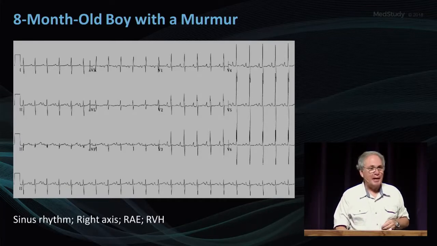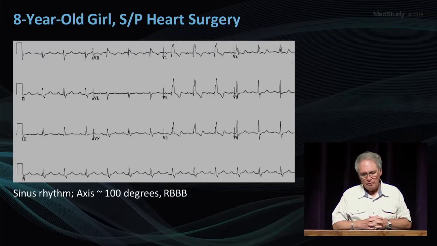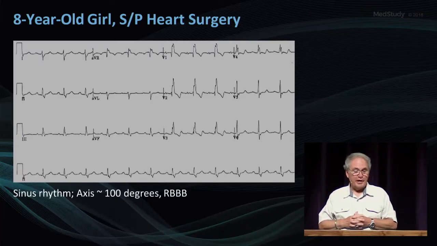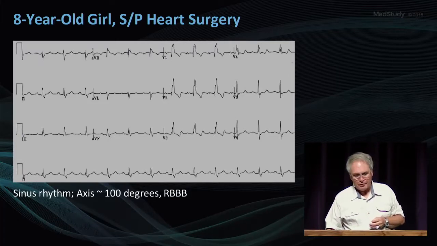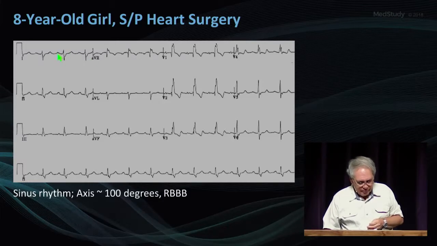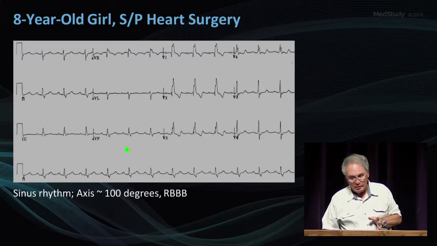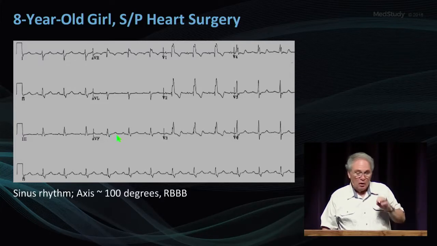Okay? Systematic analysis. Here's an 8-year-old girl, status post-heart surgery, okay? Let's look. I see a P wave before each QRS. That's good. Looking at the axis, AVF looks kind of normal. It's positive. So this axis is a little bit away from lead 1, so it's a little bit to the right, maybe 100 degrees or so. No big deal, okay? We look for atrial hypertrophy, not sure I see it.